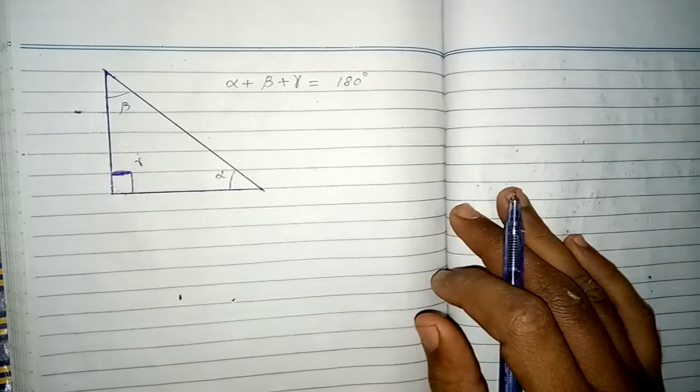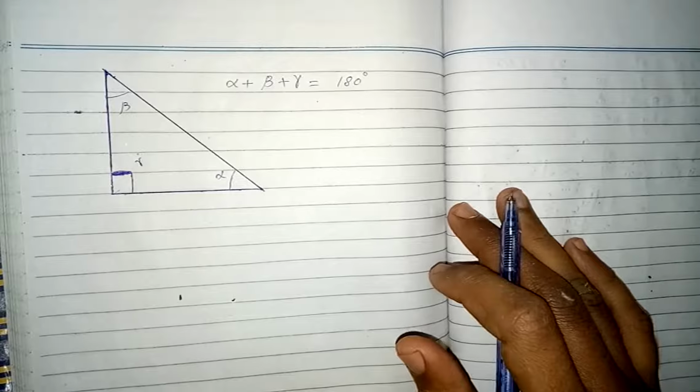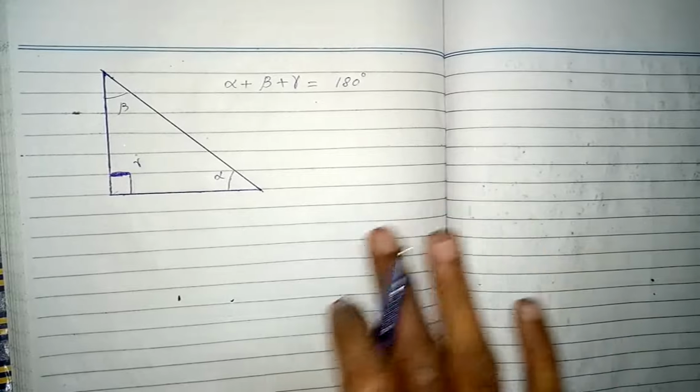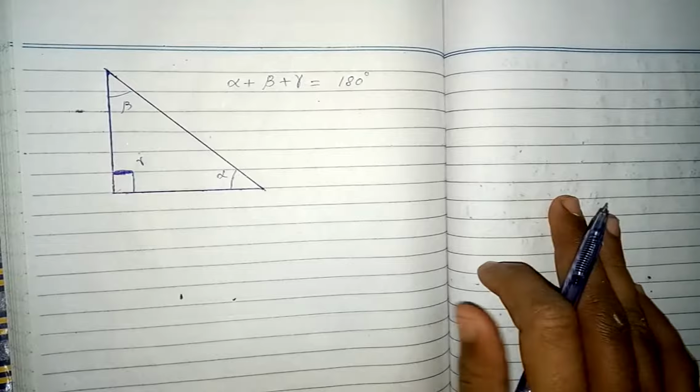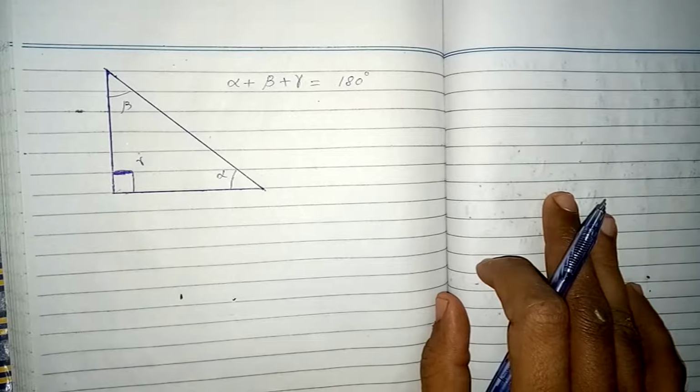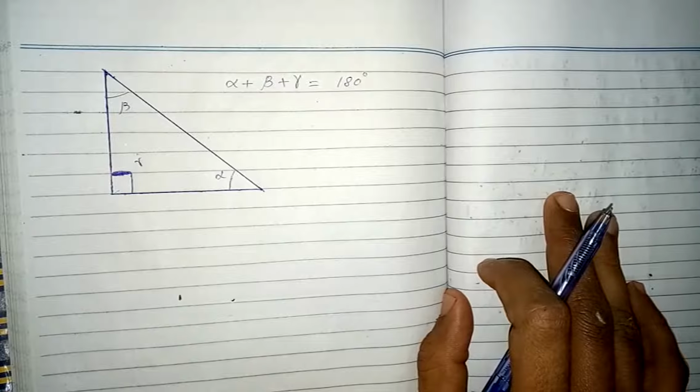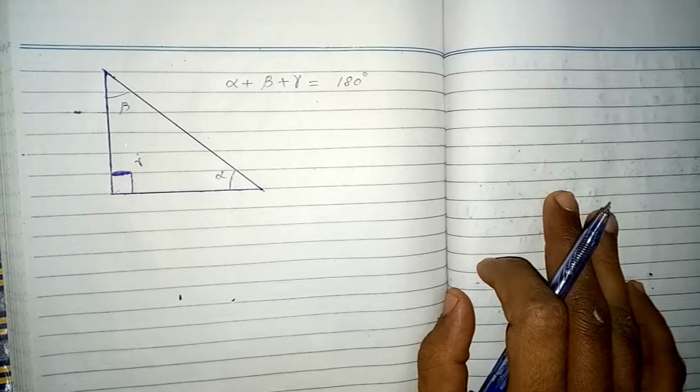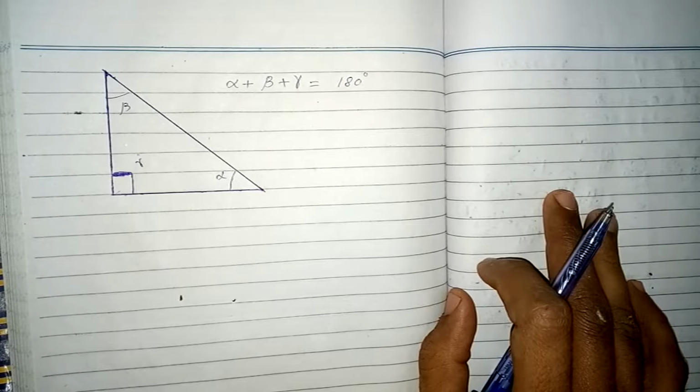There are many types of triangles. For example, the equilateral triangle, in which all sides and all angles are equal, and another is the scalene triangle, and the right angle triangle. Today we will discuss the right angle triangle.